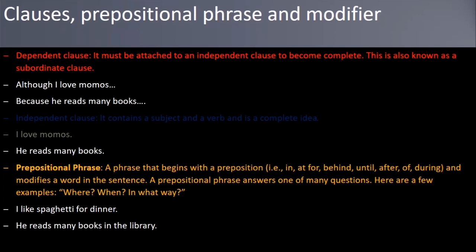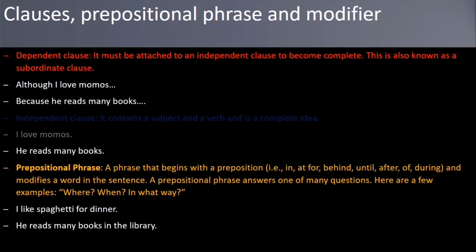It alone can completely convey a full meaning, or a complete thought. It does not need any other thing to depend upon. It conveys a complete idea. For example, I love momos. Now this is a complete sentence; we know that momos are loved by me. Similarly, next we have, she reads many books. This is also a complete idea that someone reads many books.